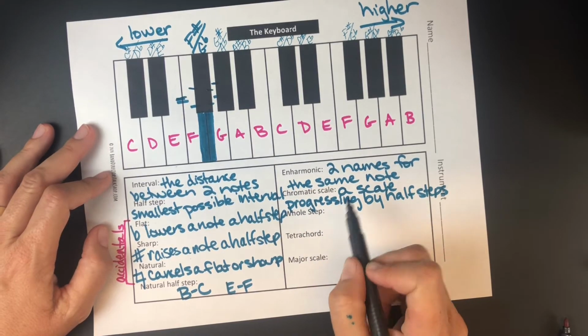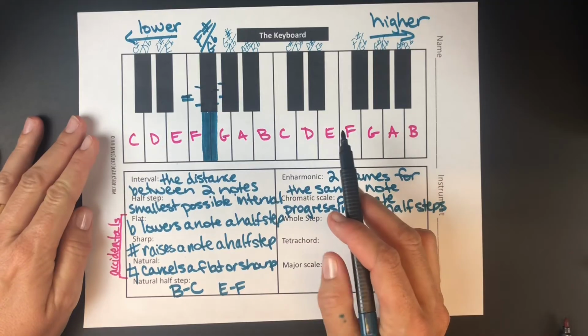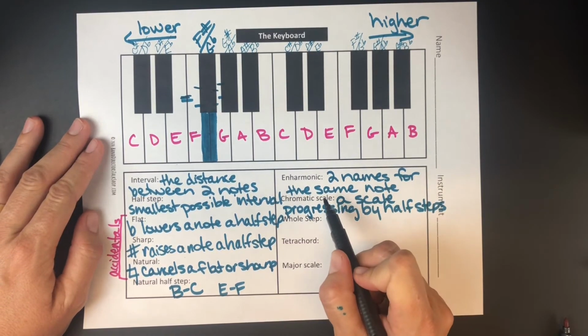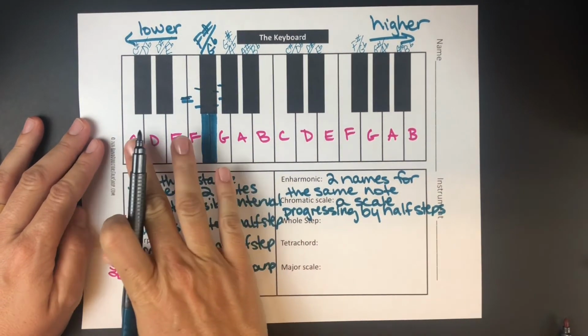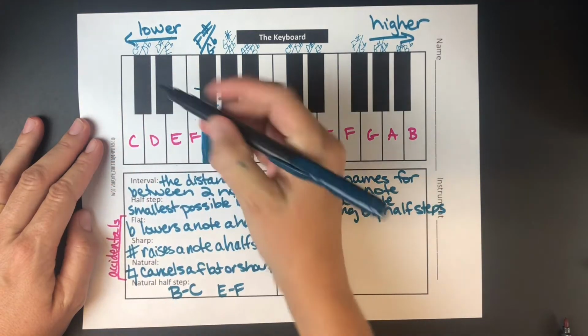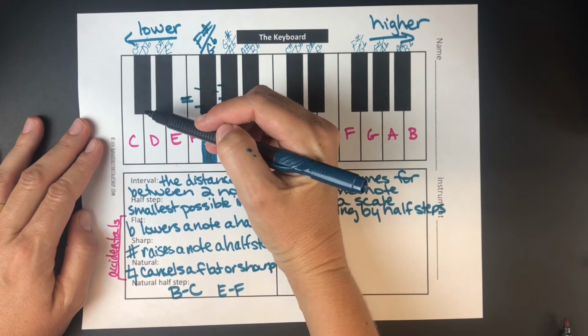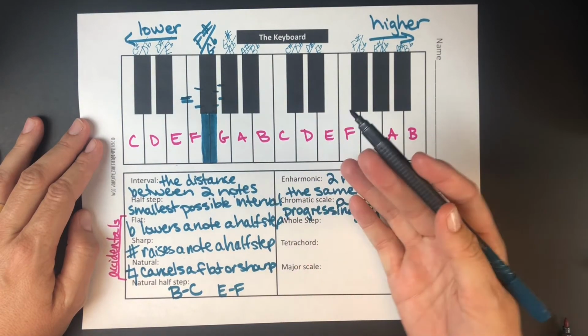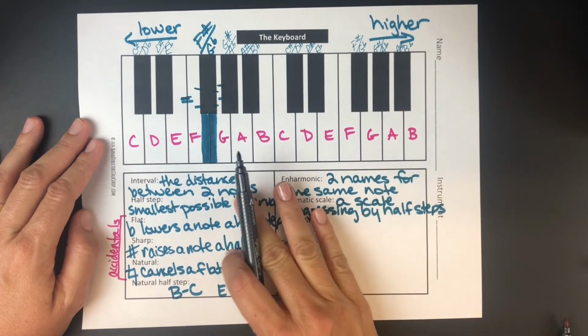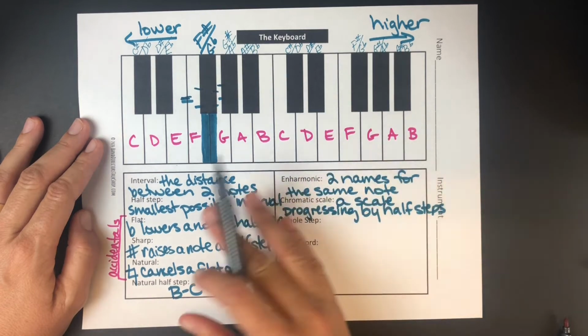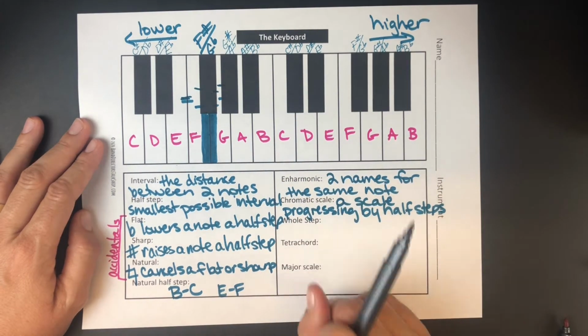Now, the reason I said it's important to understand your enharmonics is when you learn a chromatic scale, you need to know that this note, however you finger it on your instrument, is a C sharp or a D flat. Because sometimes in music it's going to be written as a C sharp, and sometimes it's going to be written as a D flat, and it's important that you understand the fingering no matter which way it's written.